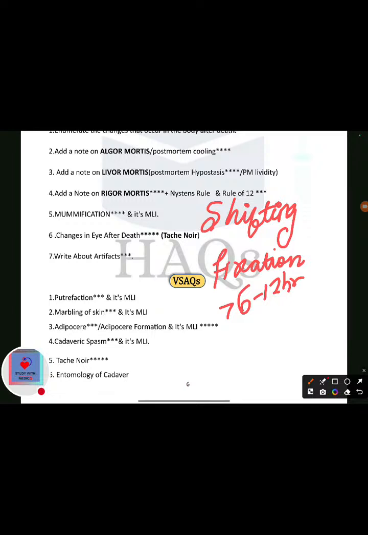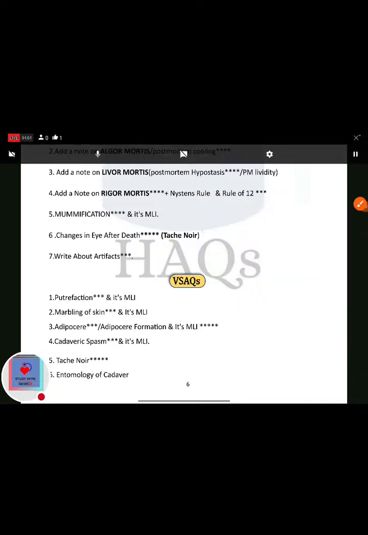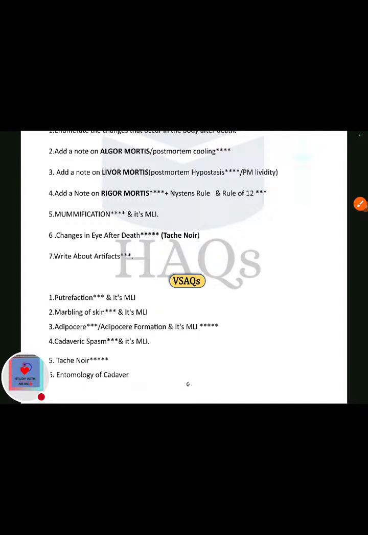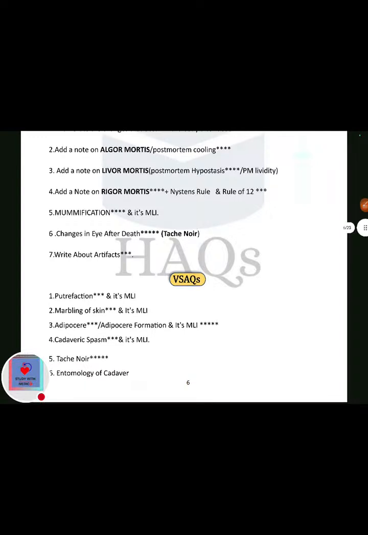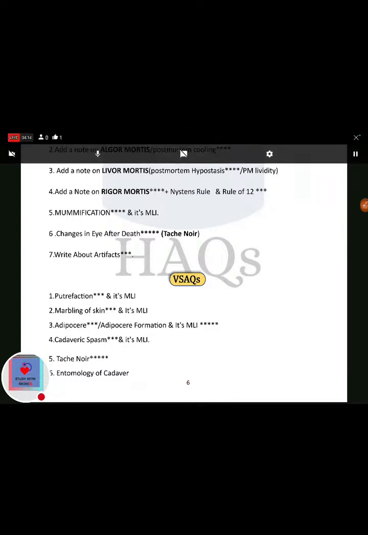Color changes in lividity: normal is reddish purple, asphyxia is bluish purple, aniline is deep blue, carbon monoxide is cherry red, hypothermia is pink. So this is the color of the blood actually. Okay, so we have discussed postmortem lividity. What is the differential diagnosis? Just a minute.